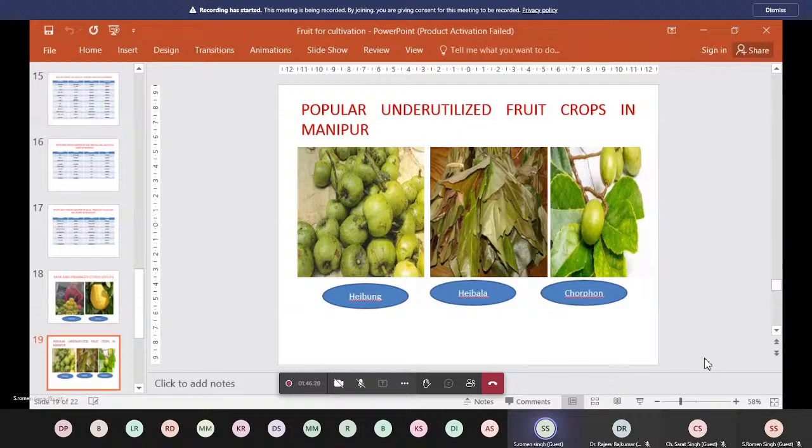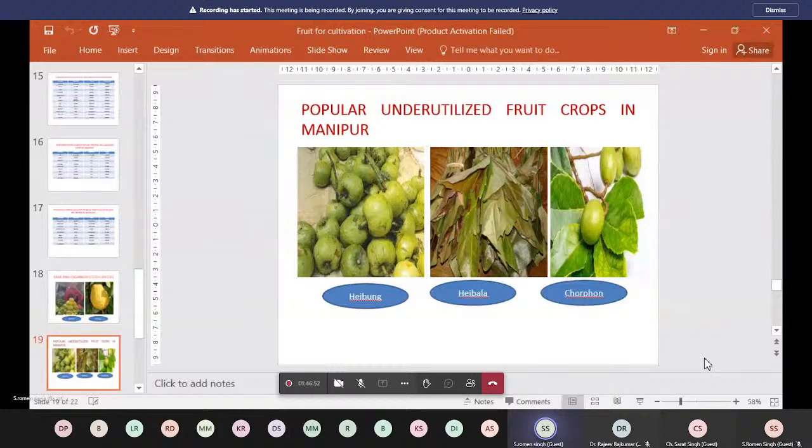So we need conservation and cultivation of crops which are in high demand in Manipur. One is Haibala, called Ficus palmata. This is also used as a vegetable. People like it, but proper cultivation is not there. It is found only in the forest region. Lastly, there is another fruit we call Ceylon olive. It also grows, but there is no proper cultivation of this fruit crop either.